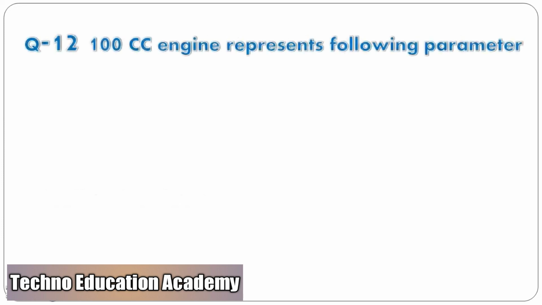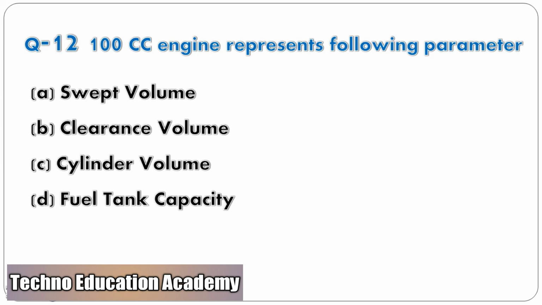Question number 12. A 100 cc engine represents the following parameter. Option A, swept volume; option B, clearance volume; option C, cylinder volume; option D, fuel tank capacity. We have already prepared one video on diesel engine and petrol engine, and at that time I already explained what is swept volume. Swept volume means the traveling distance of piston from one dead center to another dead center. Whatever volume is covered by the piston inside the cylinder is called swept volume.